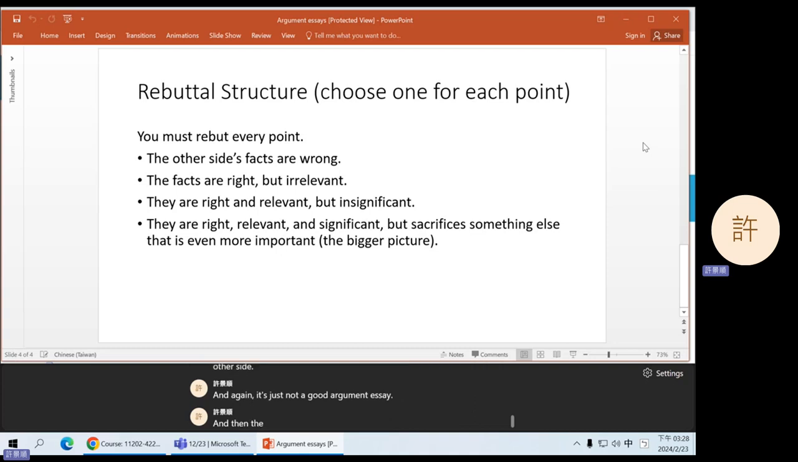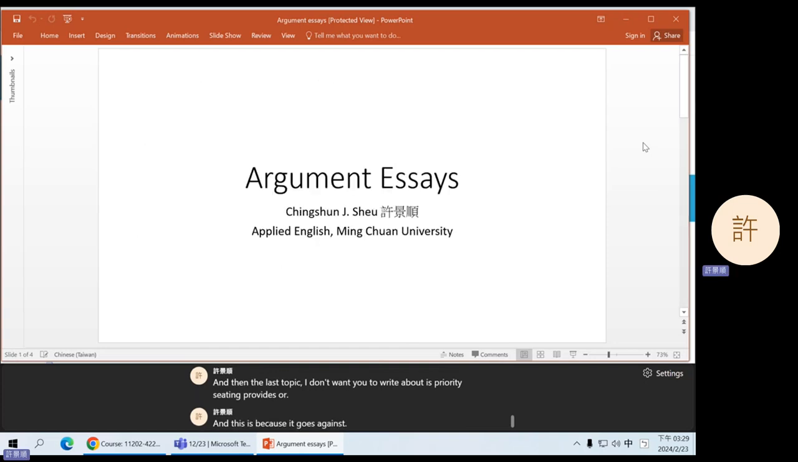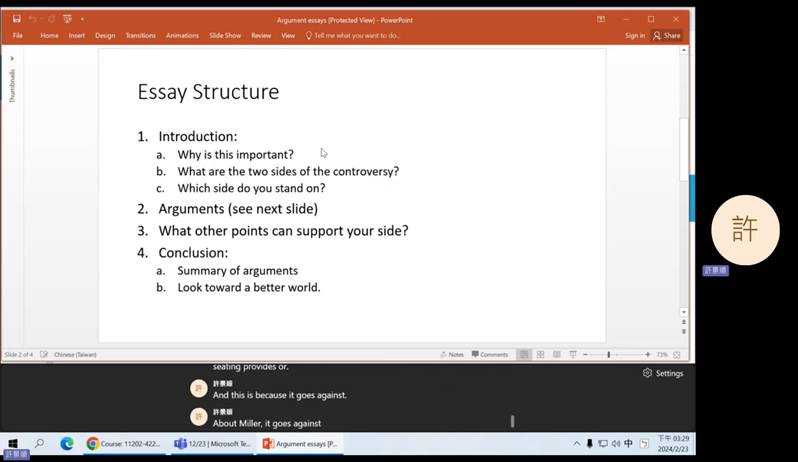And then the last topic I don't want you to write about is priority seating. And this is because it goes against this point. Why is this important? After having some students write about this last year, I realized this topic is not important. Think about this. What is the main difference between having priority seating and not having priority seating?